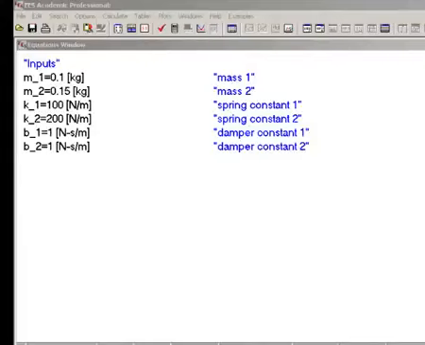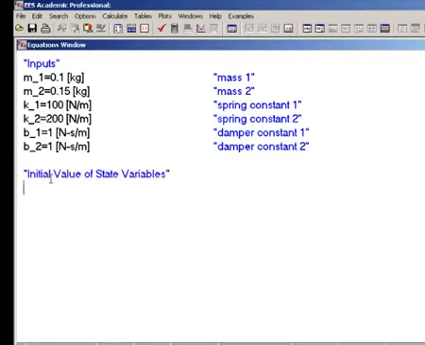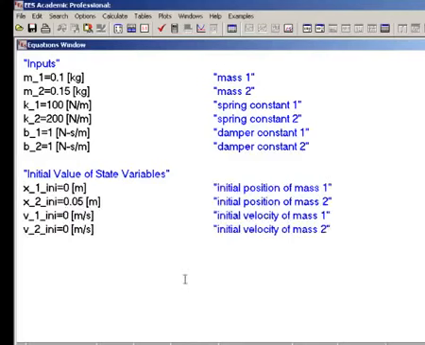There are four state variables for this problem, and these include the positions of the two masses, x1 and x2, as well as their velocities, which we're going to call v1 and v2. Initial values for all of the state variables must be specified. In this case, mass 1 is undisturbed from its equilibrium position, and therefore x1 initial is 0. Mass 2 is disturbed by 5 centimeters, therefore x2 initial is 0.05 meters. And both masses are initially assumed to have 0 velocity, so v1 and v2 initially are 0.